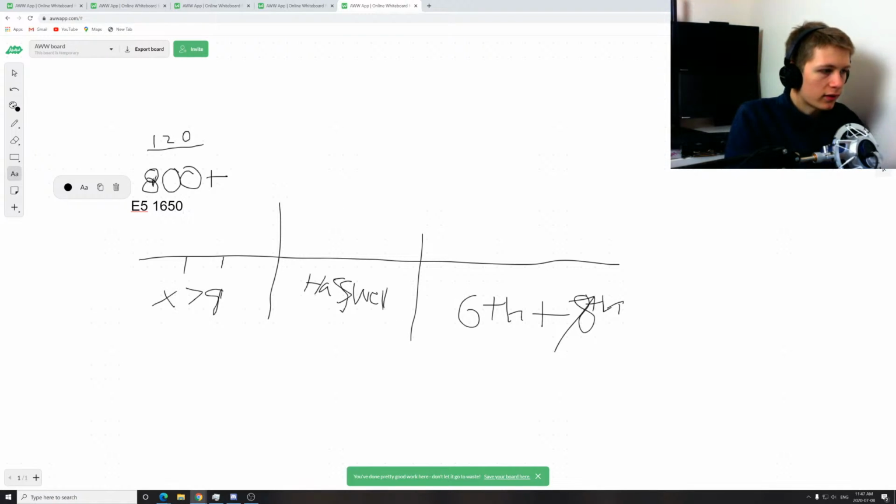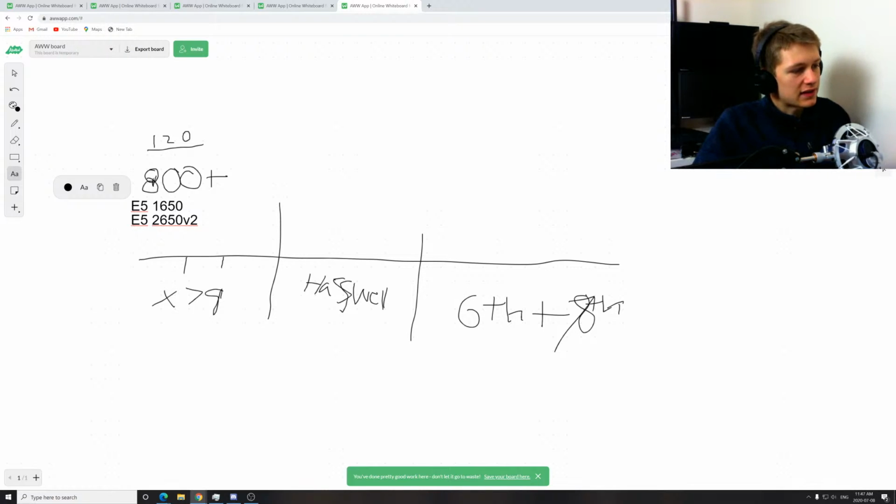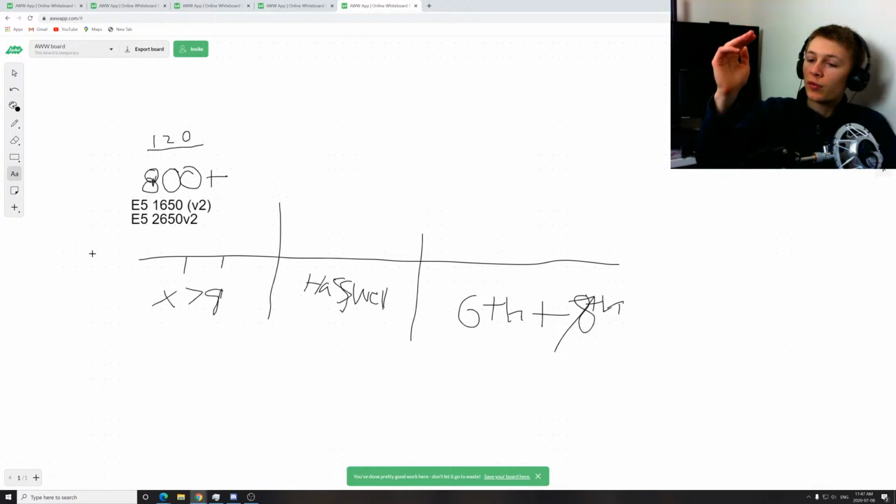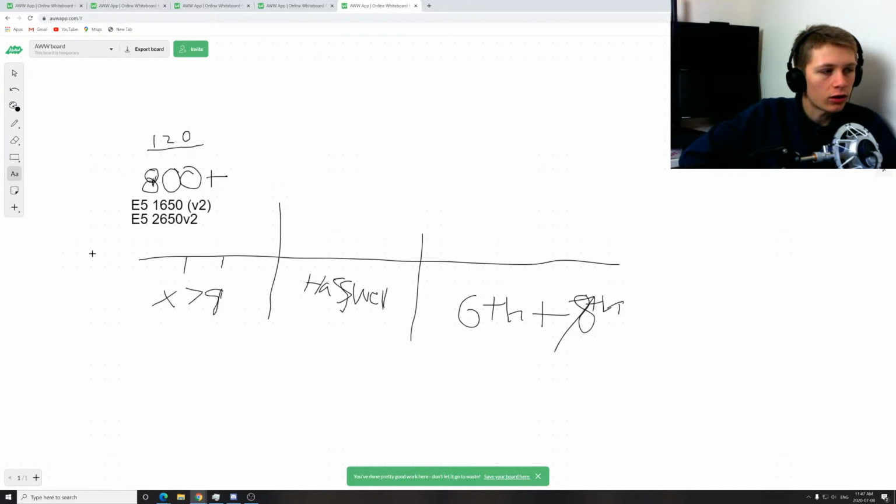It runs way too hot. The E5 2650 V2 is also a CPU that I'd recommend. You can get the V2 variant of this as well. It does cost a bit more, but certain games can utilize that higher single core performance. A lot of you are writing in the comments that the E5 1650 is a solid option.